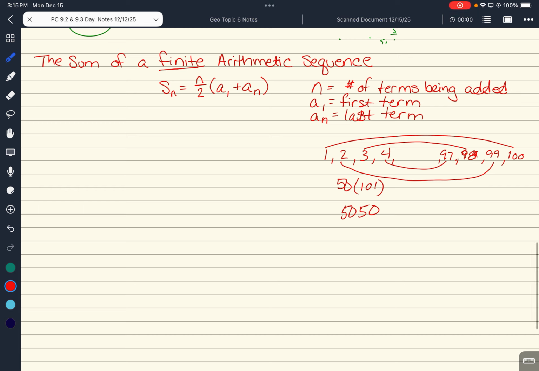So now let's look at the formula, guys. What's a sub 1, the first term, right? 1. What's a sub n? 100. The last term, which is 100, which 1 plus 100 is 101. And how many are there from 1 to 100? 100 divided by 2 is what? 50. Wait, how do you know how many terms there is? Well, from 1 to 100, that's 100 terms. Well, it just depends.